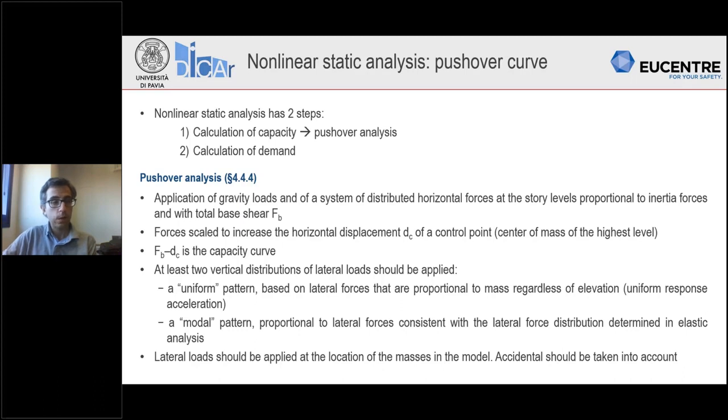At least two distributions of lateral forces should be applied. A uniform pattern, which means that the forces are proportional to the masses, uniform because the acceleration is uniform along the height, and a modal pattern, where the forces are proportional to the lateral force distribution determined in an elastic analysis. Lateral loads should be applied at the location of the masses at the story levels.